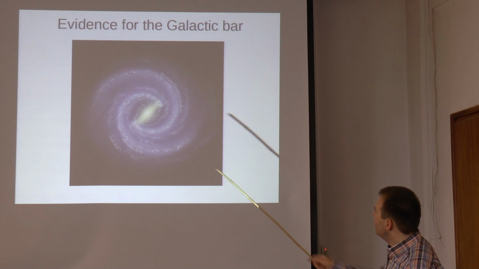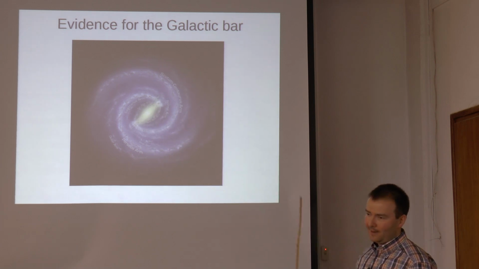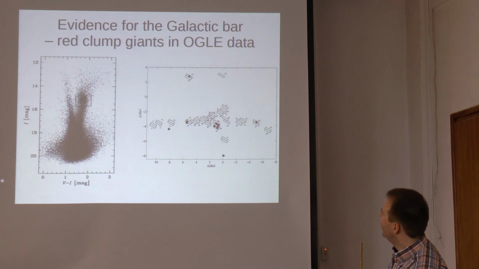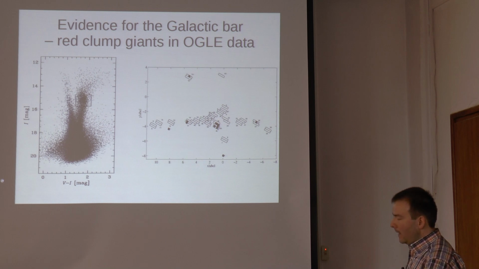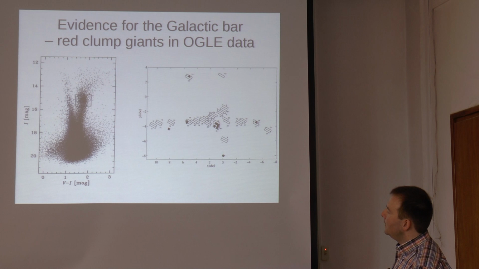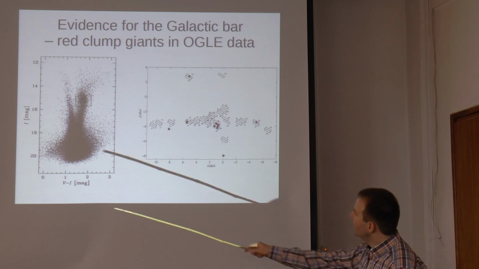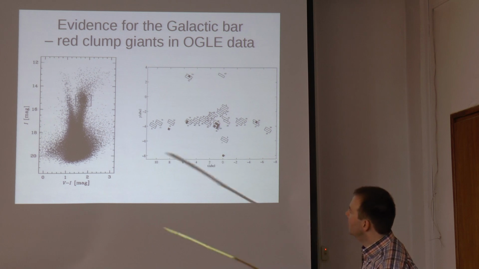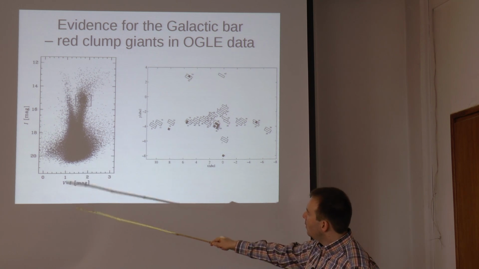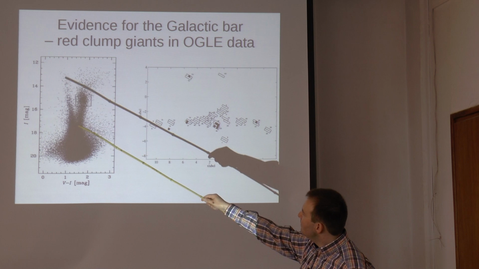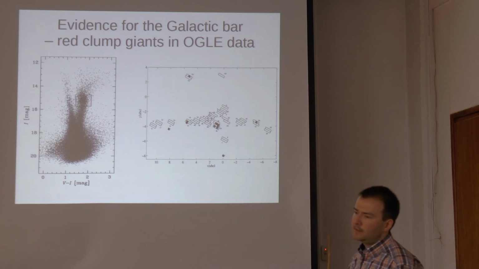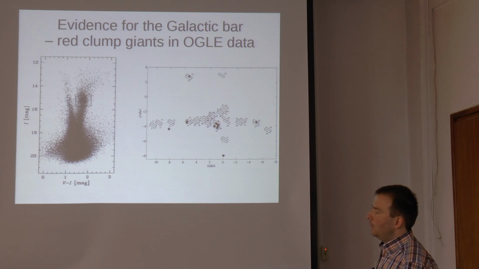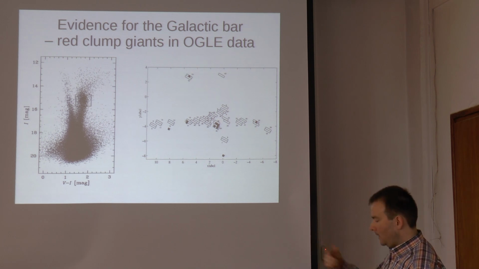And you must have noticed the bar in the galactic center. The final evidence came from the OGLE data, early 90s. And here you can see stars from one of the fields toward the galactic bulge. This is the so-called color magnitude diagram. You can see main sequence stars. So these are stars that burn hydrogen in their cores.